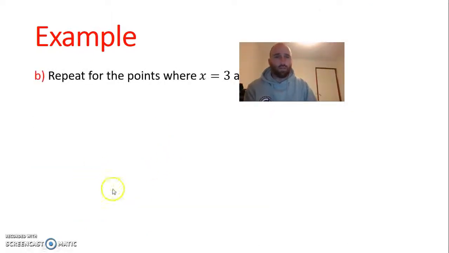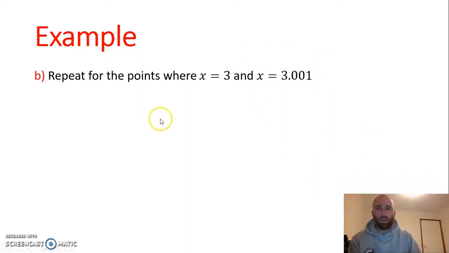Our next example, we're going to repeat the steps, but instead of using 3 and 3.1, we're going to get it even smaller, a lot smaller. So we're going between 3 and 3.001. As we see on our curve, our width is actually 0.001. So it's very small, so hopefully we can get a more accurate answer.